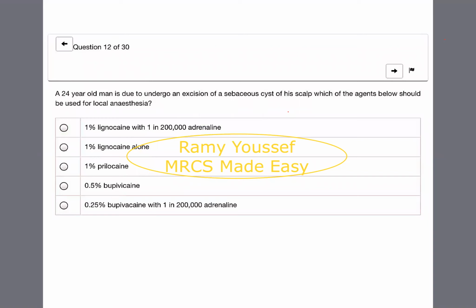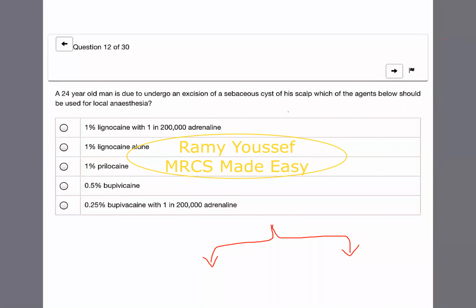A 24-year-old man is due to undergo an excision of a sebaceous cyst of his scalp. Which of the agents below should be used for local anesthesia? 1% lignocaine with 1 in 200,000 adrenaline, 1% lignocaine alone, 1% procaine, 0.5% bupivacaine, and 0.25% bupivacaine plus 1 in 200,000 adrenaline. I think I'll go for 1% lignocaine with 1 in 200,000 adrenaline, but I'm not sure why though.